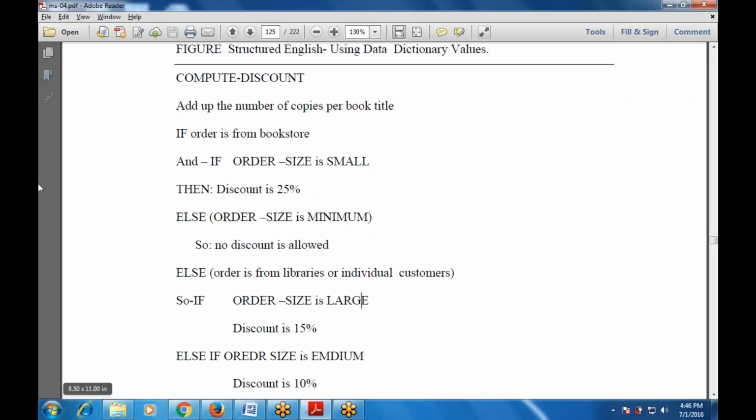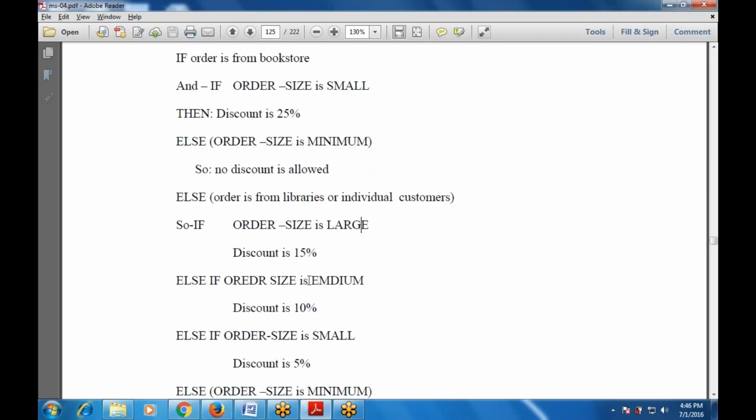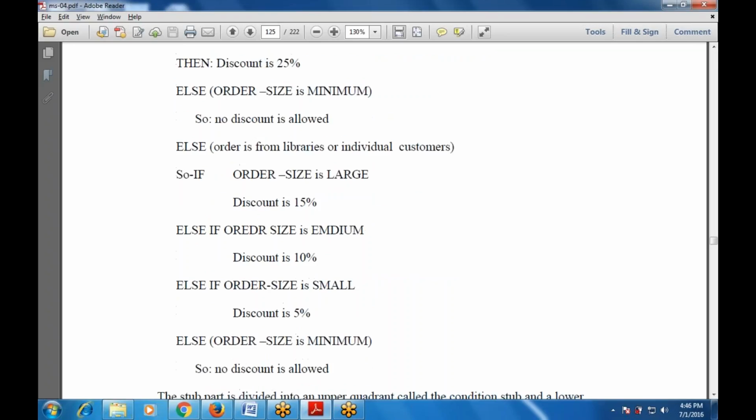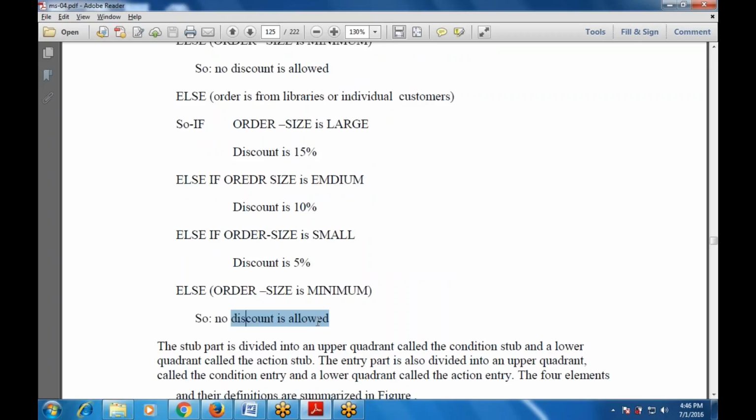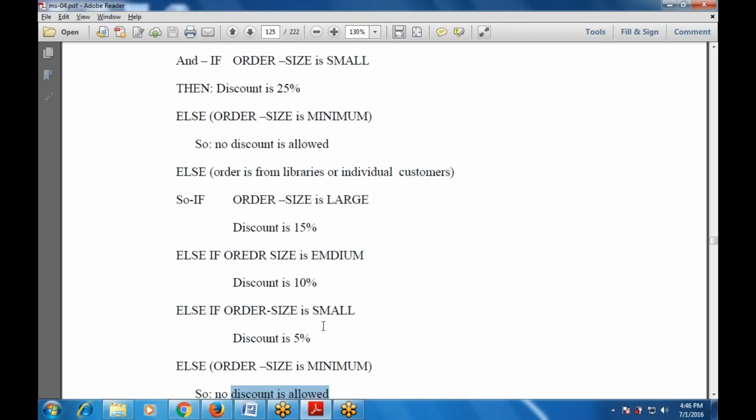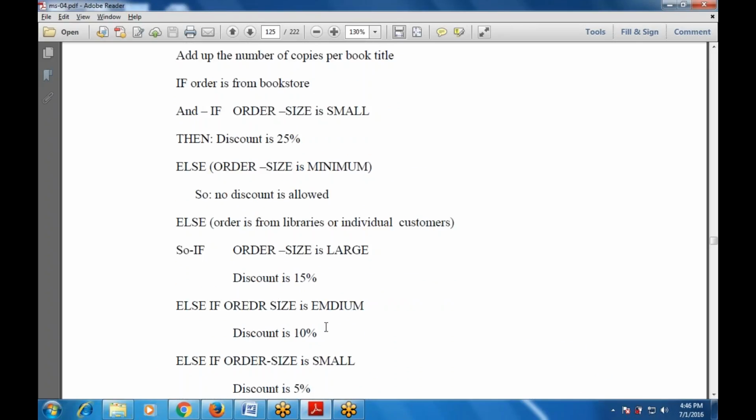Else if the order size is medium, this is the wrong spelling of the medium that is given in the book. This is EM, not ME. This is given as MDM, but this is the medium. So discount is 10%. And if the order size is small, the discount is 5%. And if the order size is minimum, no discount is allowed. So these are the 4 conditions that are available for the libraries and or the individual group.